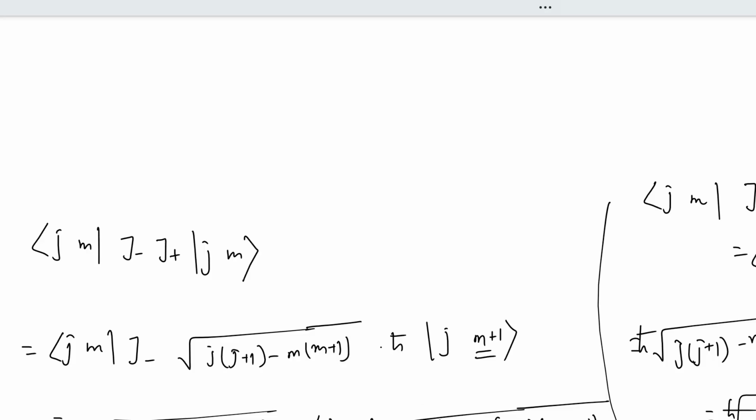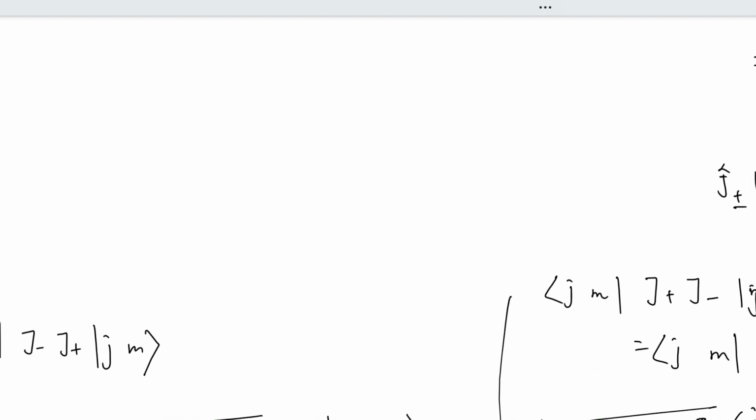Now you have also an h cut, so this is h cut squared. Now you have j into j plus 1 minus m into m plus 1. The square root has been taken a square, so this is simply without any square root. And <jm|jm> is 1. So this is just h cut squared times j into j plus 1 minus m into m plus 1. But the rest of the terms will be giving you 0.